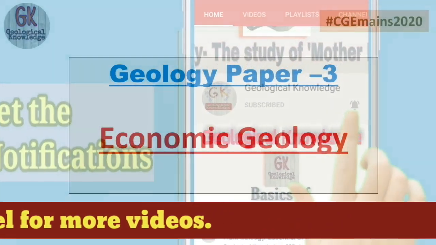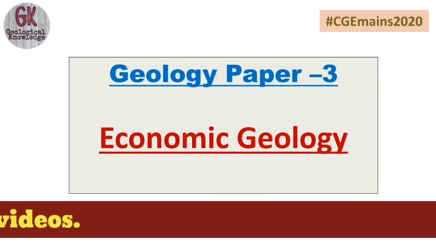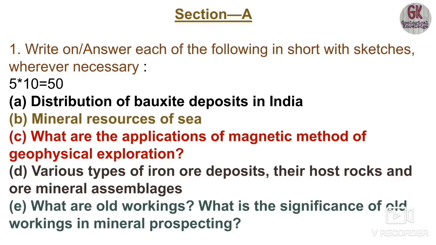So this will be geology paper third, or the economic geology portion, that we will discuss first. In section E there are 10 questions, and the very first question is the distribution of bauxite deposits in India. Basically you have to write about the bauxite deposits of India, meaning in which rock system they have formed, or where they are occurring.